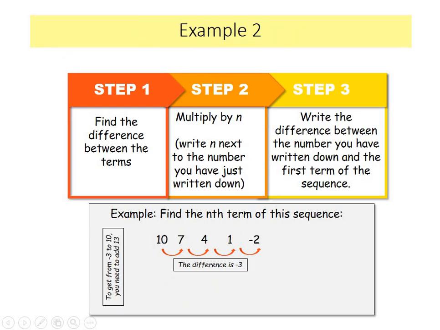Let's have a look at another example. So this time the numbers are 10, 7, 4, 1, and minus 2. We can see the difference between each of these numbers is minus 3. So I write that down, minus 3. I multiply that by n, and then I need to look at how do I get from minus 3 back up to 10. Well, to go from minus 3 to 0, that's 3, and from 0 to 10 is 10, so 3 plus 10 is I'd need to add 13. So my sequence, the nth term, is minus 3n plus 13.